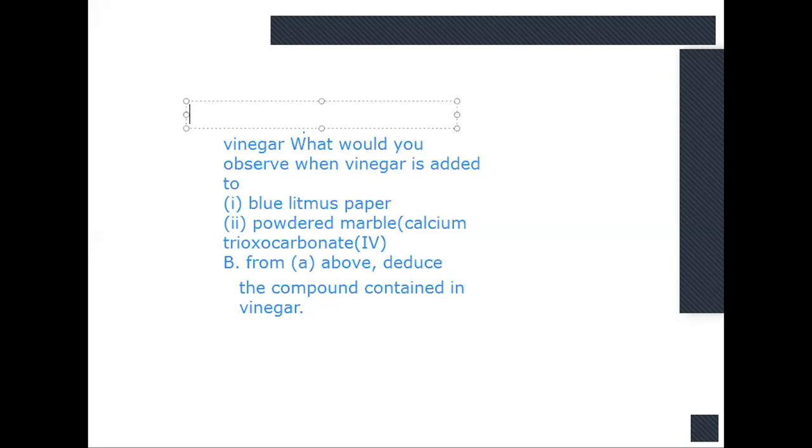Then the last one, from the reaction above, deduce the compound contained in vinegar. Yeah, indeed, it contains acetic acid, but the main key component that you can put there is that it contains an acid. That's all. So the main compound here is an acid.